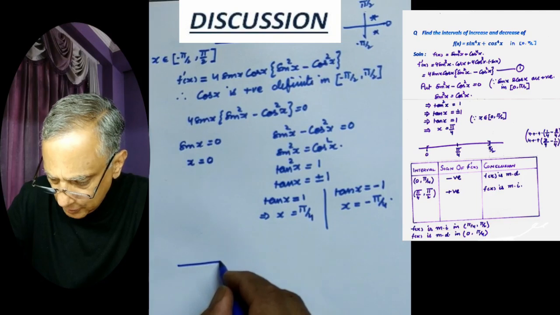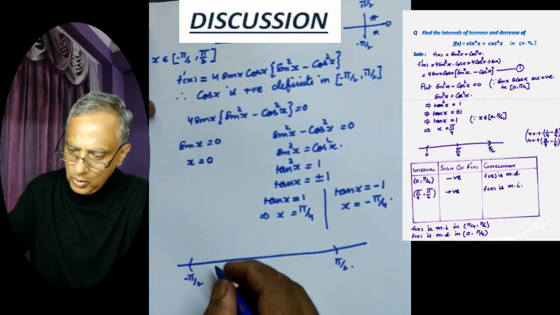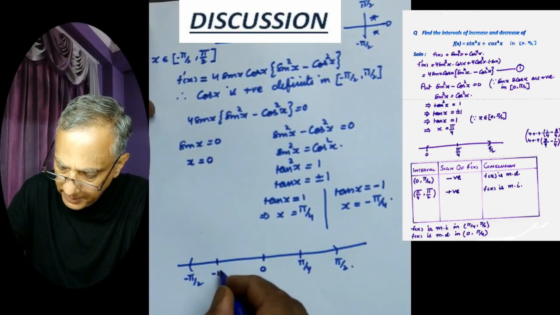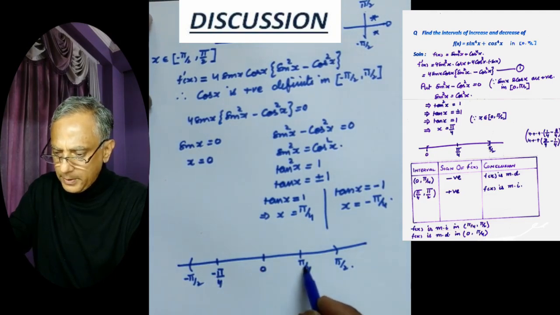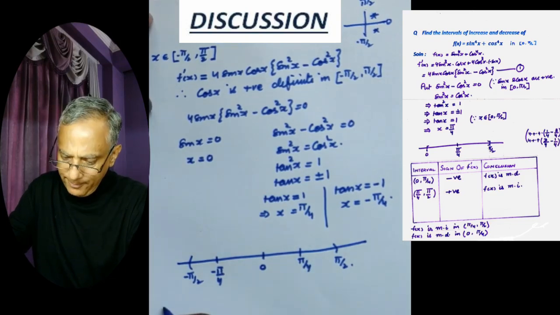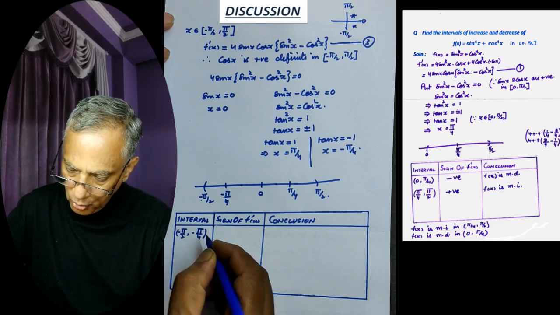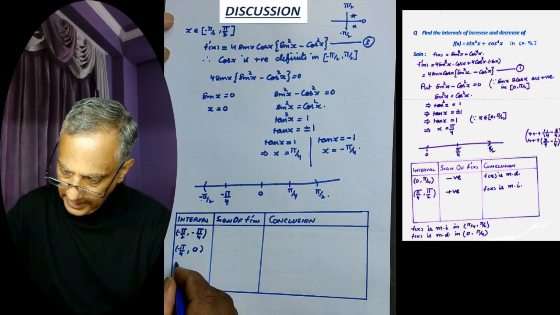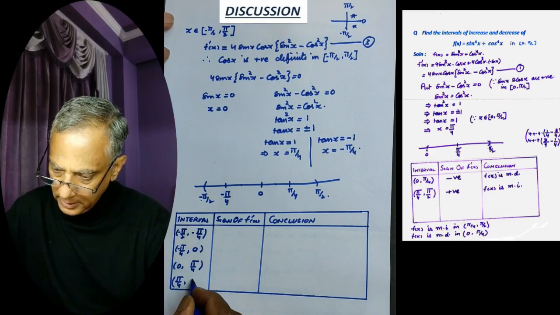And so we break this number line into, this is −π/2, this is π/2, and this is the point x equal to 0. And this is π/4, and −π/4 will be somewhere here. So we must break −π/2 to π/2 into these intervals: −π/2 to −π/4, −π/4 to 0, 0 to π/4, and π/4 to π/2. So we make the following table: −π/2 to −π/4, −π/4 to 0, and 0 to π/4, and last is π/4 to π/2.